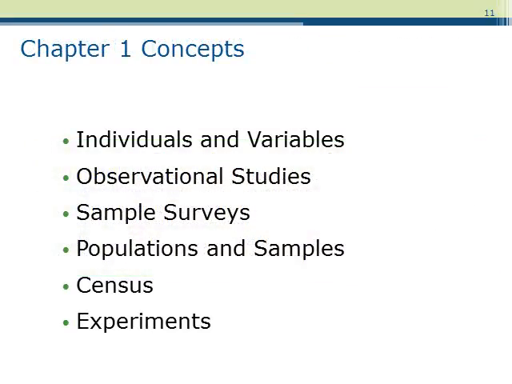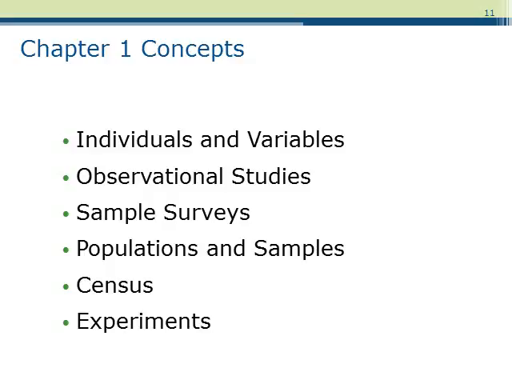So in closing, let's briefly review what we discussed today. Individuals are the objects that we want to study, and variables are the characteristics of these individuals that we want to study. Observational studies were our first means of collecting data. An observational study collects data in such a way so as not to influence the responses of the individuals.